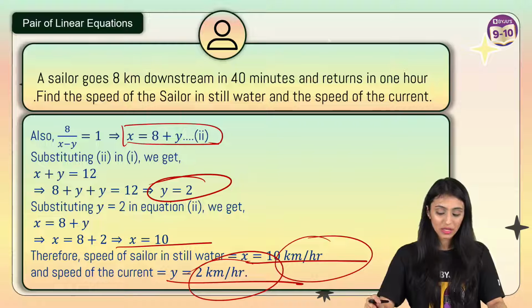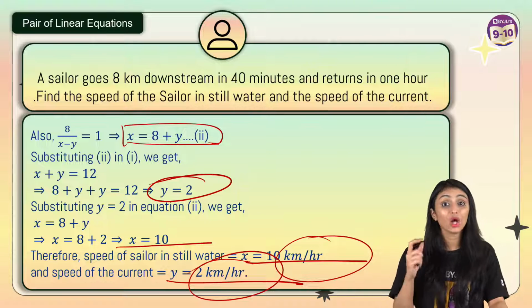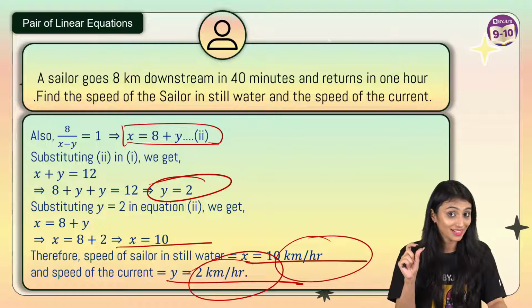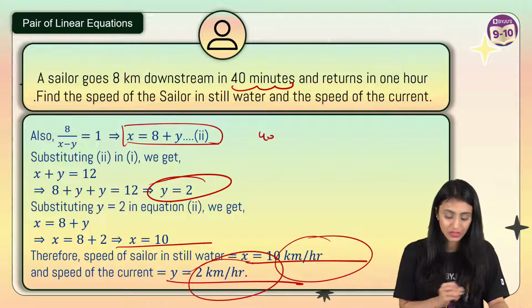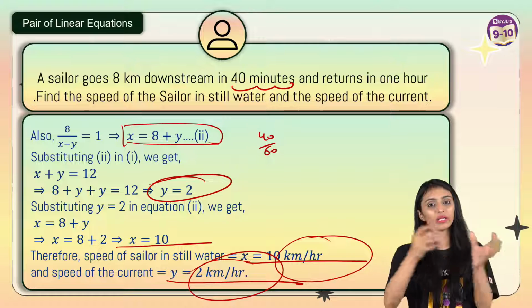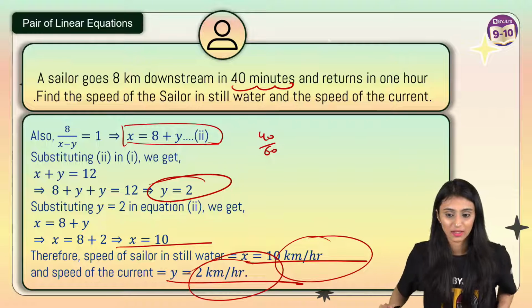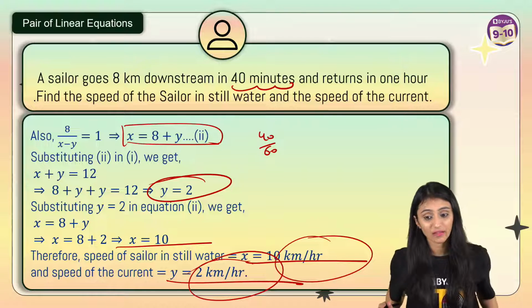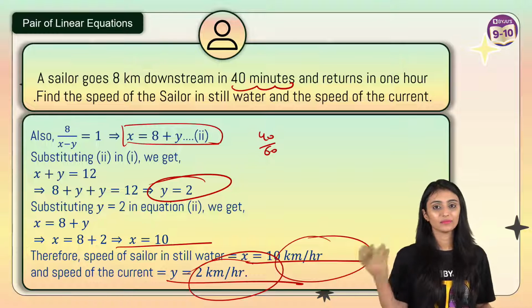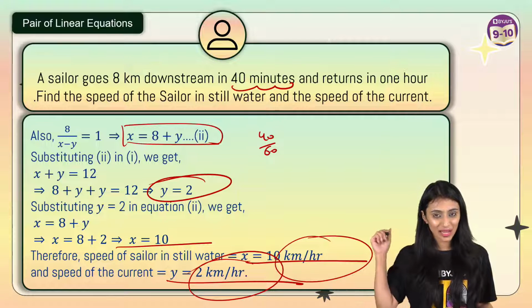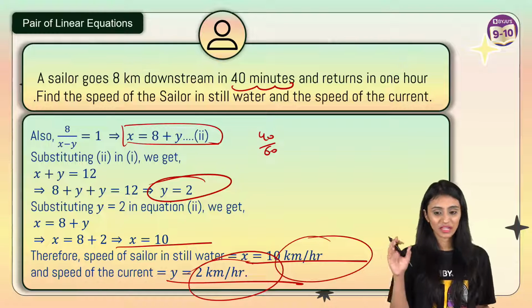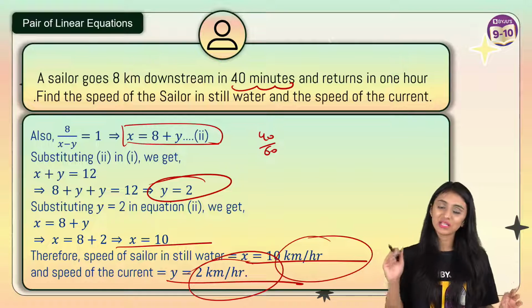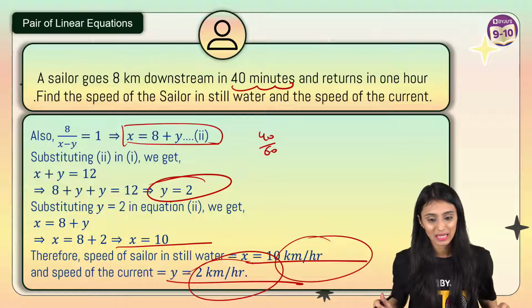Why 40 on 60? Because we assumed kilometer per hour. This is in minutes, so I'll have to convert this into hours first. That's why 40 by 60. How do you convert minutes into hours? You divide by 60. Sometimes you get the right value, you forget to write the units, and you end up losing marks. That's why I keep reiterating that. At some point you might find it irritating why ma'am keeps saying that again and again, but it's very important.